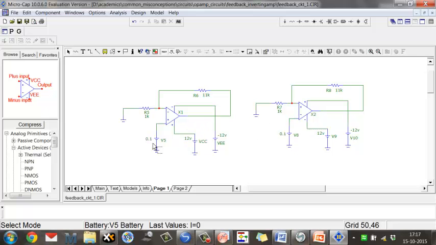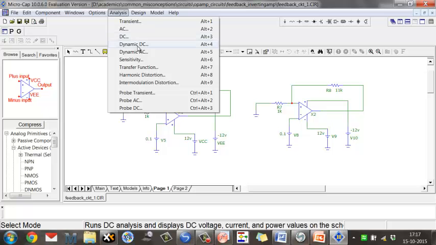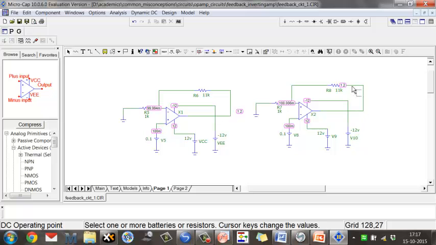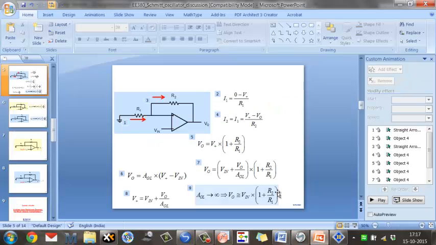Okay. And what do I expect? 0.1 as a non-inverting amplifier, 0.1 multiplied by 12. The gain is 11 by 1, so 12. So I expect 1.2. So let me run analysis, dynamic DC. What does it give me? 1.2 and 1.2. So it's giving us what we expect.